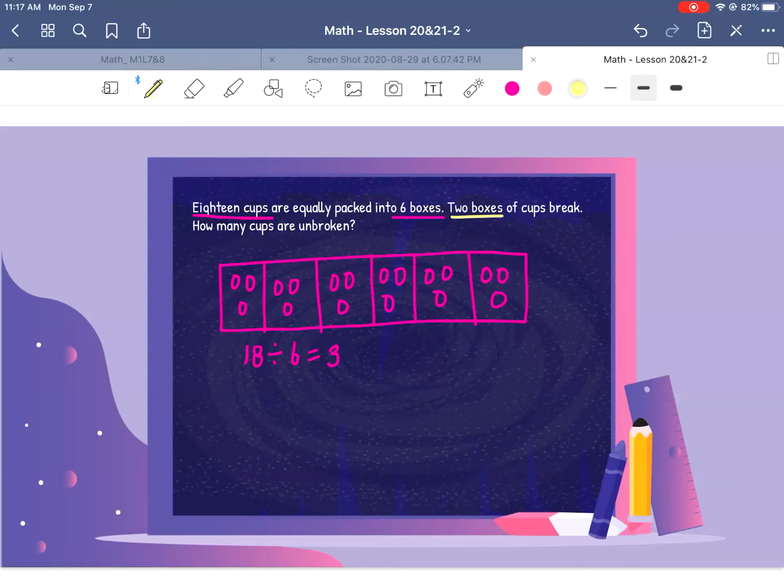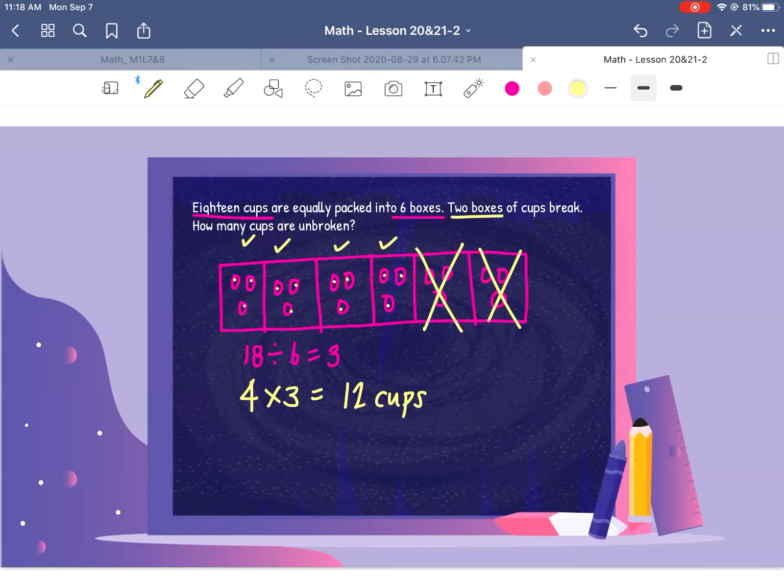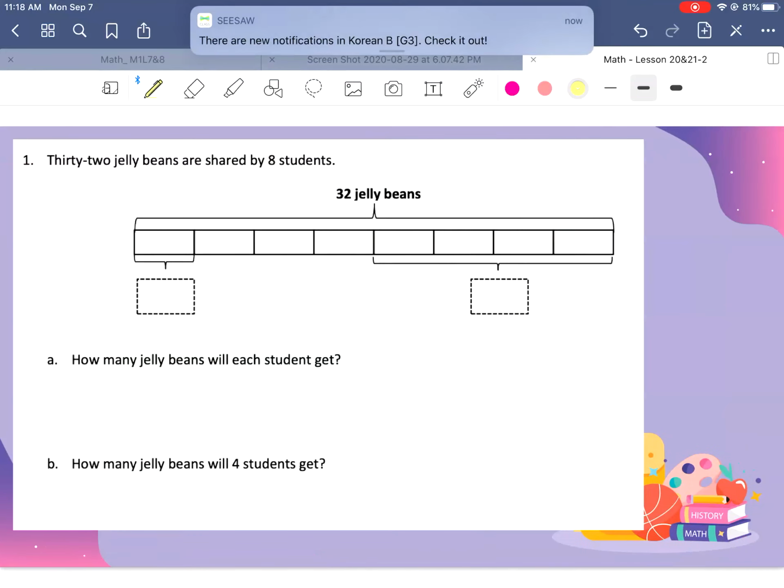So now I have drawn my tape diagram. Here it said 2 boxes of cups break. So 2 of them broke. And now it's my turn to count the number of cups that are unbroken. You can actually count the circles one by one, but I'm going to do my multiplication to find the answer. So there are 1, 2, 3, 4 boxes left. And I'm going to multiply this by 3 because there are 3 cups in each box. And my answer is 12 cups. Then let's move along.